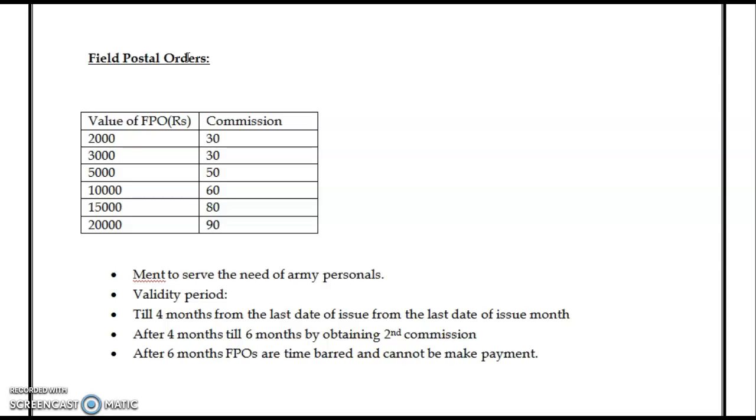Okay, and again the commission structure: for 2,000 it is rupees 30, 3,000 is rupees 30, 5,000 is rupees 50, 10,000 is rupees 60, 15,000 is rupees 80, 20,000 is rupees 90. And the validity period for a field postal order is different from the validity period for a normal postal order, that is, the Indian postal order.